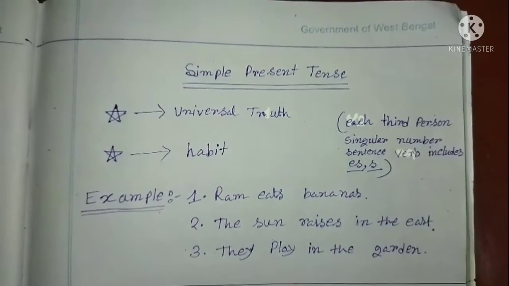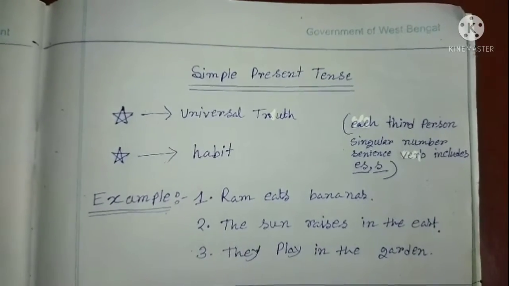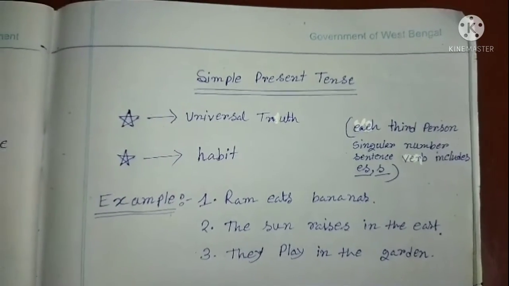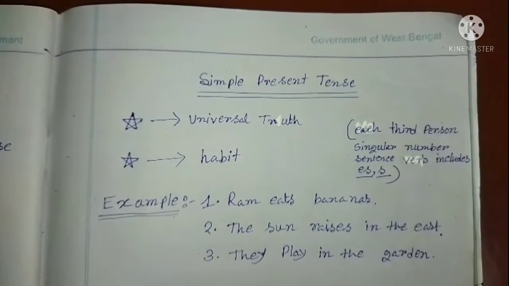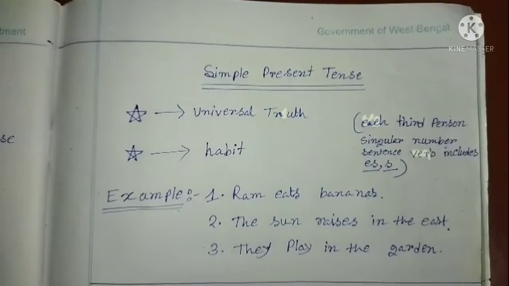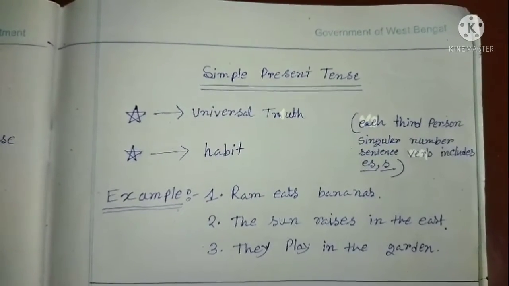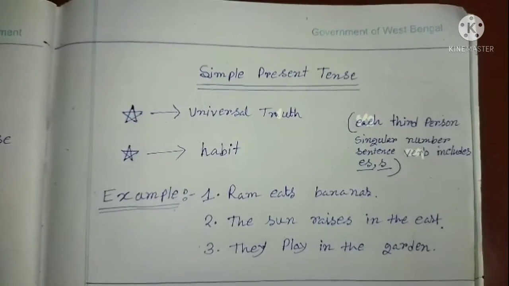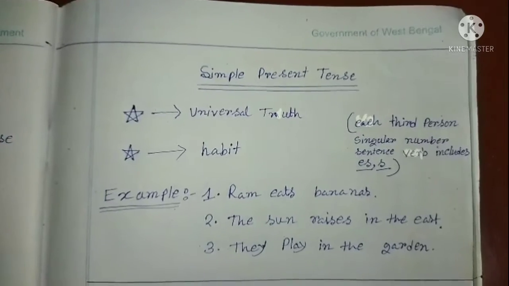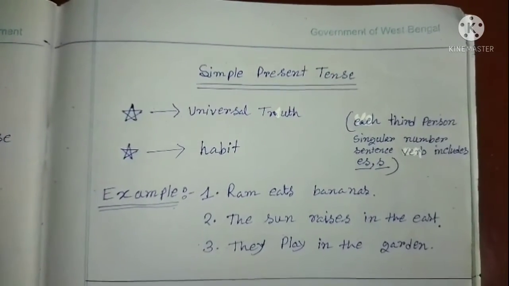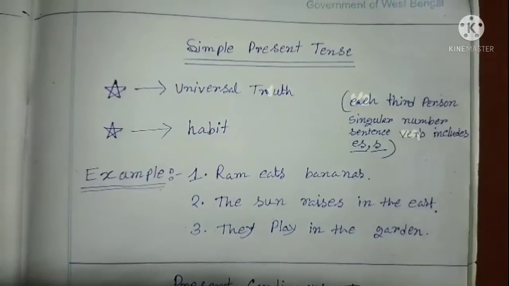And next, we talk about habits that we do every day. For example, I eat rice, they play, they swim. We have to keep those in mind. And the most essential thing I have written down beside this. Look, whenever the subject is third person singular, we have to add s or es to the main verb. Got it? Now, let's go to the examples.